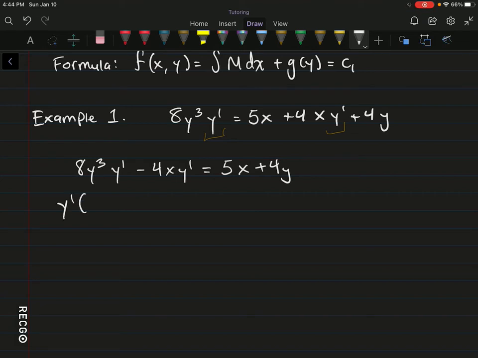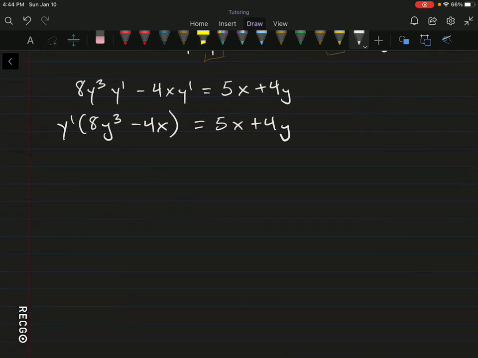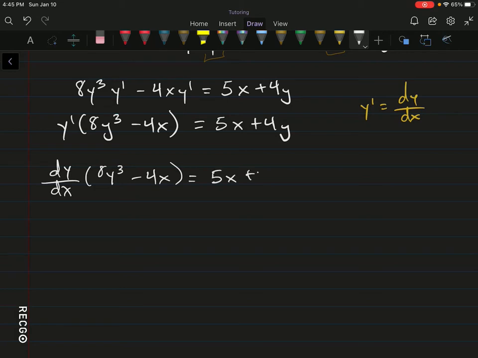So notice on the left side, both terms have a y prime. So we're going to go ahead and take out y prime, like so. And now we're going to substitute that y prime in for dy/dx, because y prime is equal to dy/dx. So it's just rewriting this. (8y cubed minus 4x) dy/dx is equal to 5x plus 4y. Okay. We're going to multiply both sides by dx.